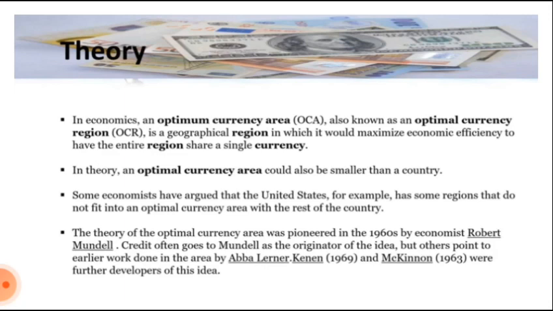This is the theory of the optimal currency area. From the exam point of view, you need to understand what the theory is, secondly the criteria of the optimal currency area, and thirdly the benefits of the optimal currency area, and the costs that the optimal currency area produces.